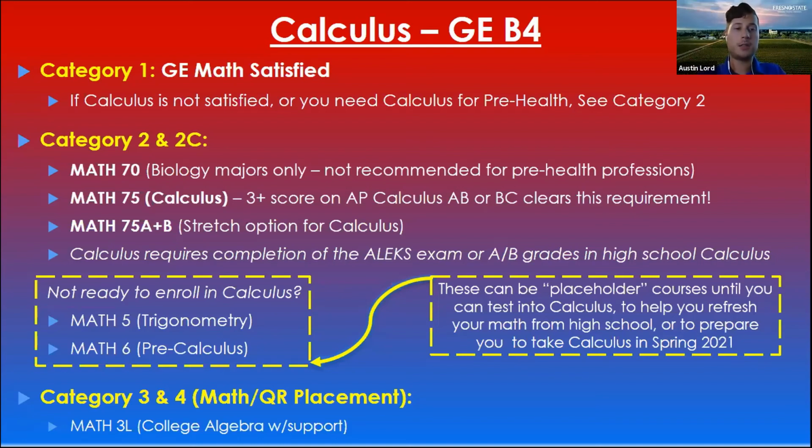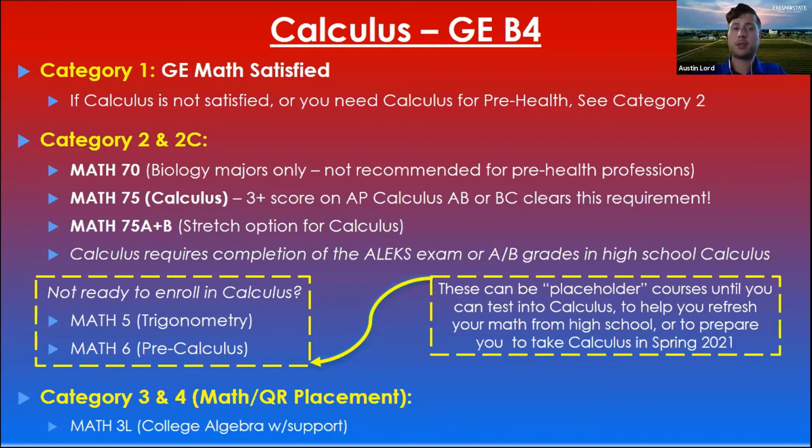If not, then in order to get into one of these calculus classes, you do have to do the ALEX exam, which is an online testing system, which I'll get to in a little bit, or an A or B grade in high school calculus. So even if you took AP, you didn't hit the score. I just actually had a student emailing me about this today. If you have an A or B in the class, you can still potentially get into calculus without taking the ALEX exam. I'll go over that in a moment.